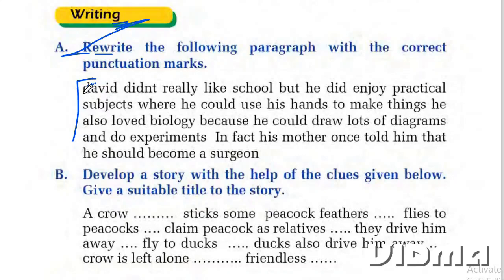For example, this David is a proper noun, so this small d will be capital D. So this is called punctuation. David didn't, there is an apostrophe. David didn't really like school, but he did enjoy practical subjects. Where, colon or semicolon, because these are two independent clauses. Where he could use his hands to make things, and then full stop.